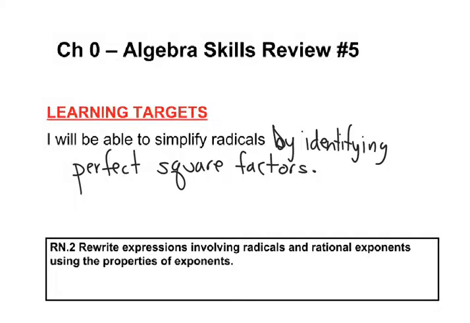So in algebra review number 5, we are going to be able to simplify radicals by identifying perfect square factors. When we refer to radicals in this lesson, we're going to be talking about square roots. And we know it's a square root when there is no number up in the upper left side here. We just assume that there is a 2 there. But radicals are also cube roots and fourth roots and so on. But we are going to deal just with square roots in this lesson.